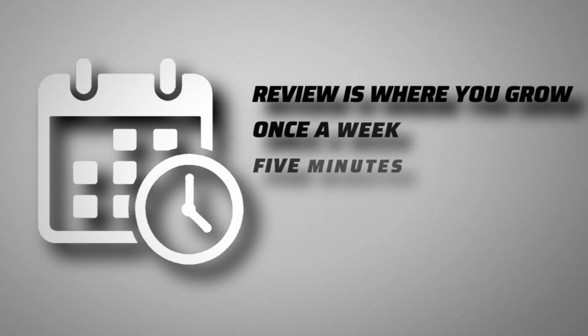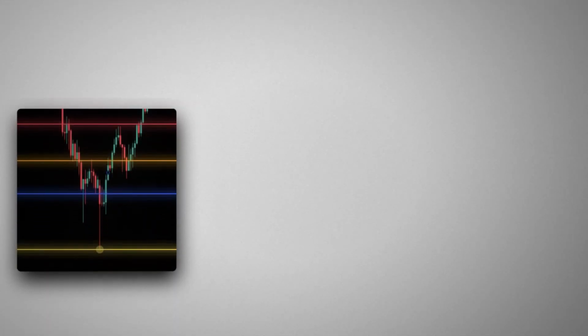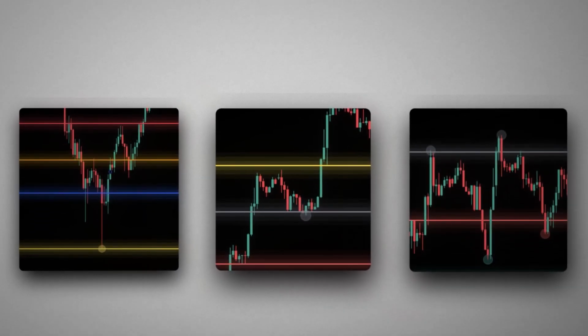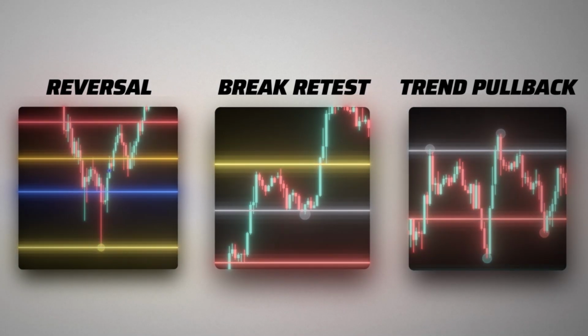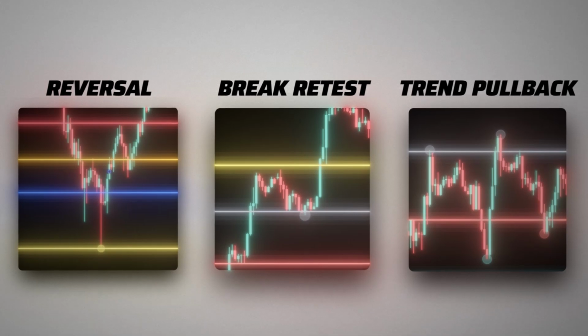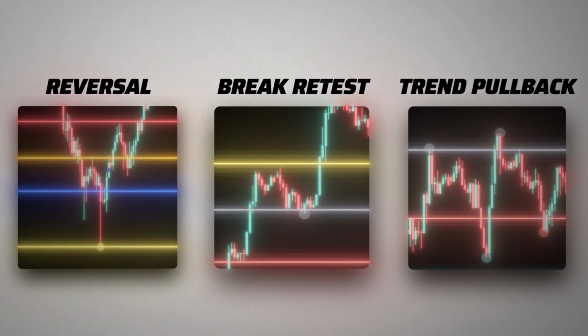Review is where you grow. Once a week, 5 minutes. Screenshot any trade you took away from a mapped level and ask why you broke the rule. Tag every trade as reversal, break retest, or trend pullback. If one play drifts or underperforms, cut size or pause it until you recalibrate. Keep settings stable for a stretch so you actually learn how your levels behave before you tweak anything.